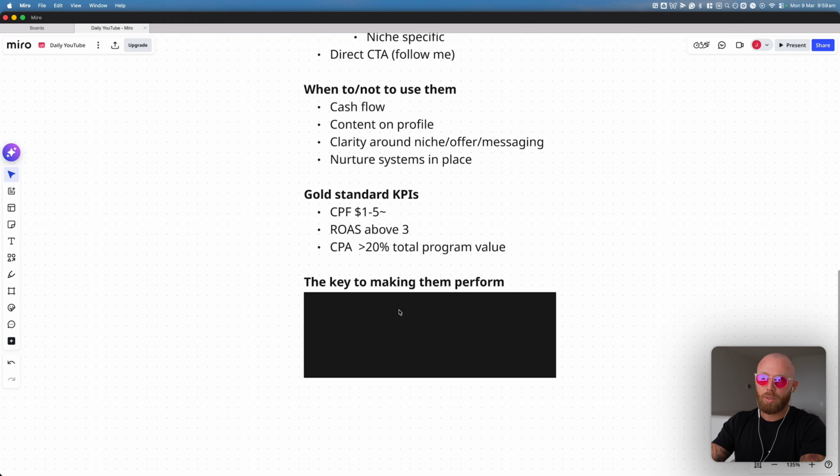So this is your cost per acquisition. If you don't have much experience with ads, essentially what this means is when you're running ads, you're paying for those ads to be shown on the feed. So when you make sales, you are essentially paying for that client to join your program.